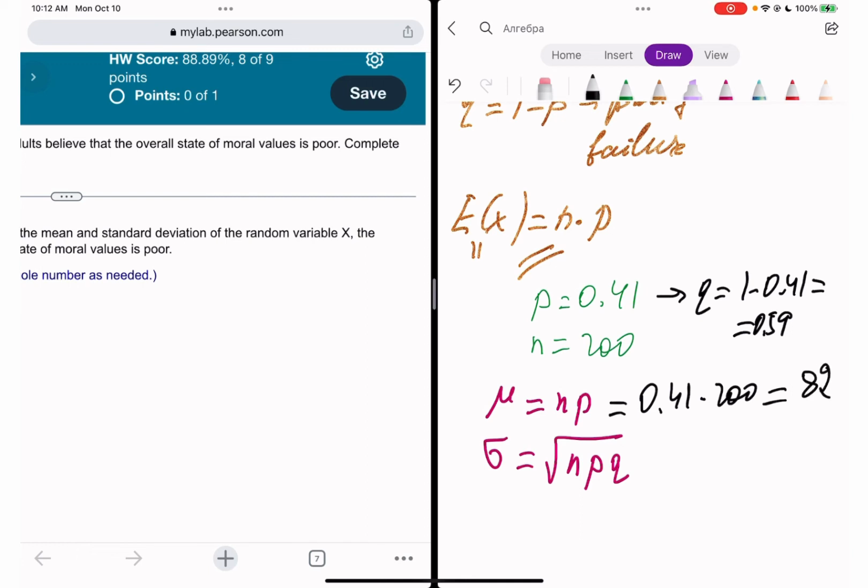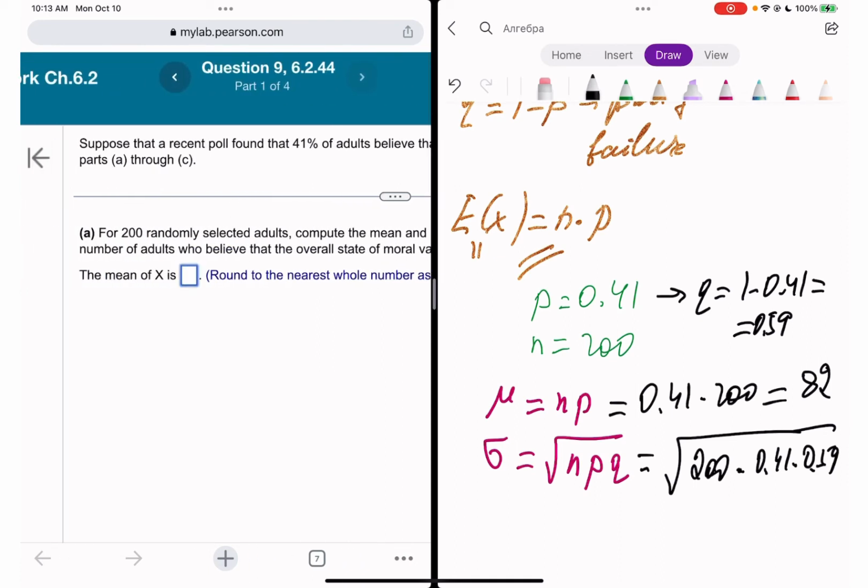Average is 82, and standard deviation, it's going to be 200 times 0.41 times 0.59. Okay, let's go for it, and then we take square root. 200 times 0.41 times 0.59. We are getting 48.38. And now let me take square root of it. I get 6.95. How much we need to round it?